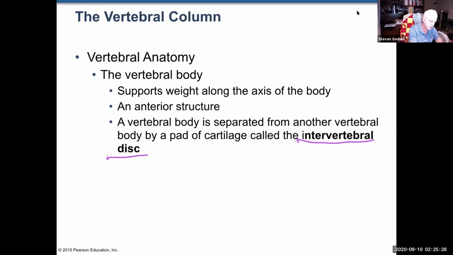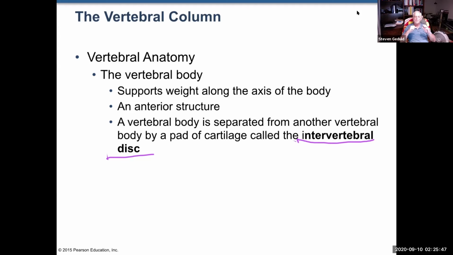This is what ruptures when you have a herniated disc. Okay? It is not filled with any fluid. It's not filled with water. It's not filled with any kind of fluid in the body, like your shoulder, your knees. Those have synovial joints. Those have synovial fluid, which allows a free range of motion.